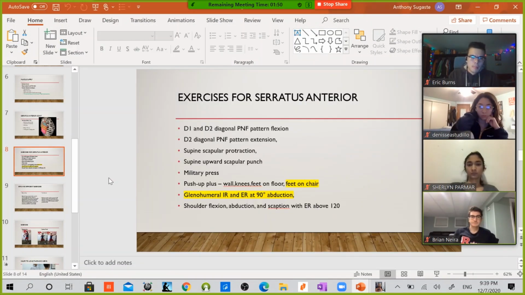Going back to, so the one thing that they talk about is whenever you're doing research on exercises, you want to look at the EMG. That is referring to the muscular output for a certain exercise. Looking at some of these exercises, I highlighted a couple. Doing a push-up plus with the feet on the chair has been indicated to be a very high recruitment of serratus fibers, as well as glenohumeral internal and external rotation at 90 degrees of abduction.